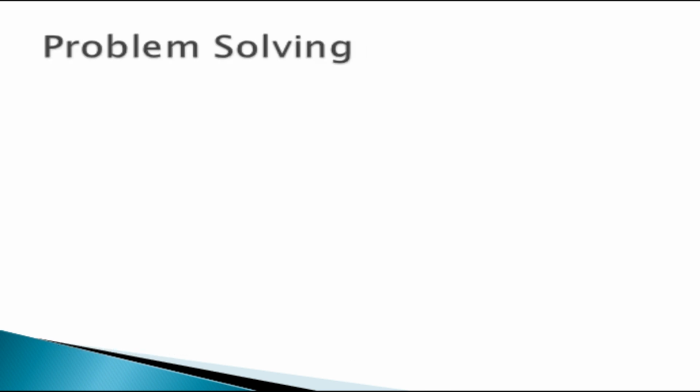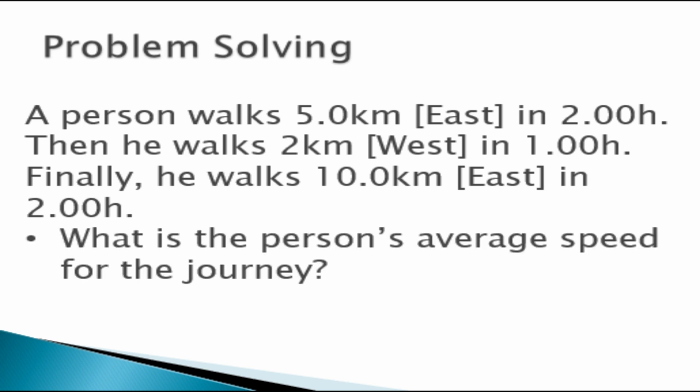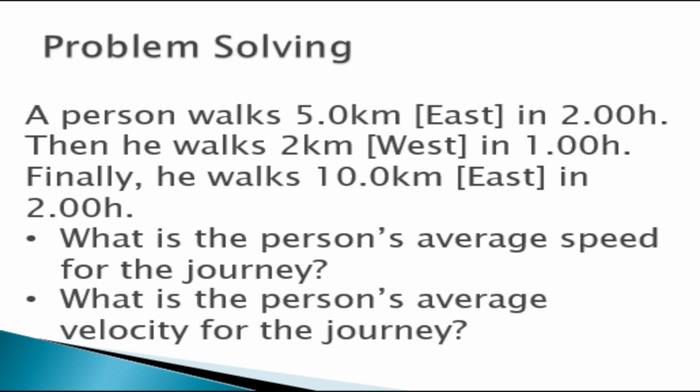Here's another problem solving example. A person walks 5.0 kilometers in 2 hours, then walks 2 kilometers west in 1.0 hours, and finally he walks 10.0 kilometers east in 2.0 hours. The question: what is the person's average speed for the journey? And what is the person's average velocity for the journey?